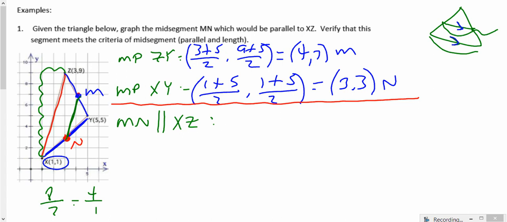But the slope formula is something we also want to be comfortable with because it's using coordinates. So let's do that.